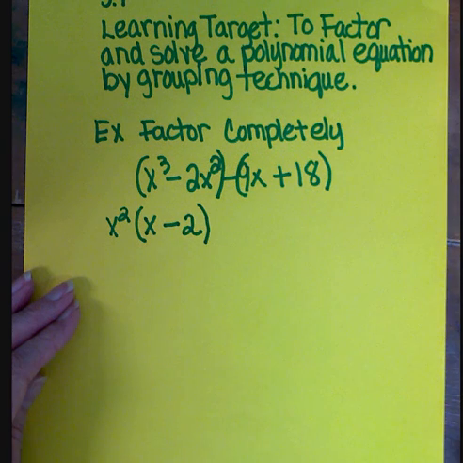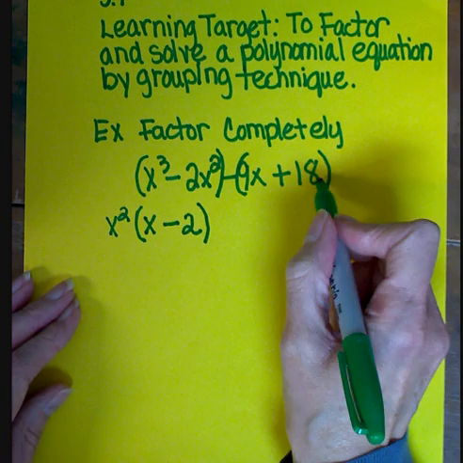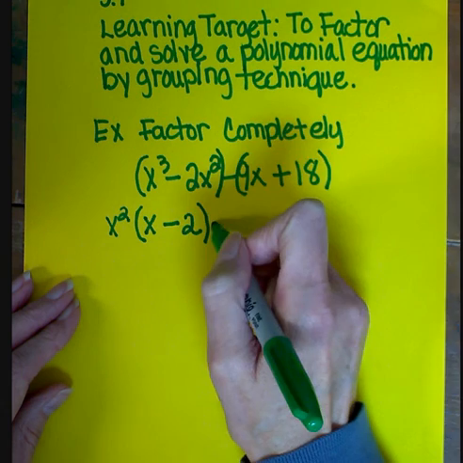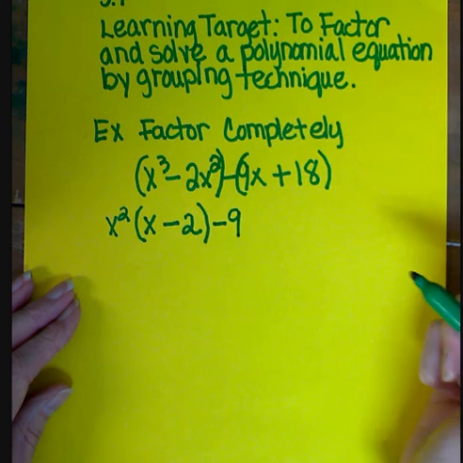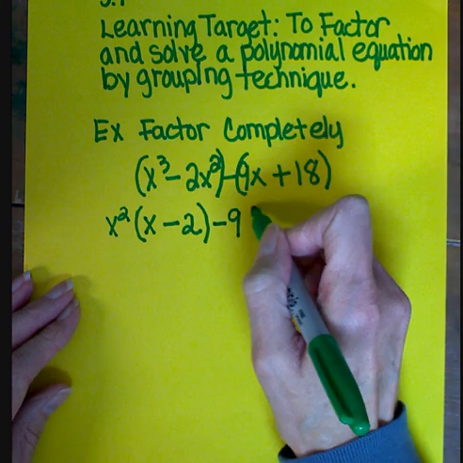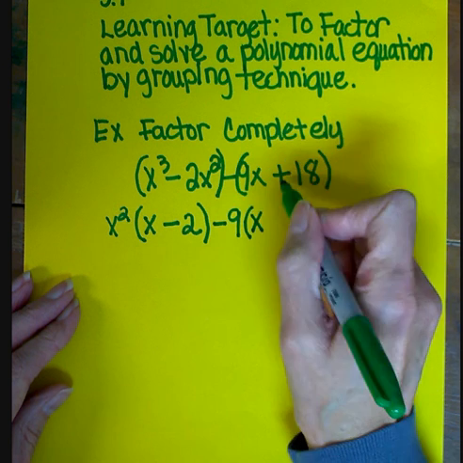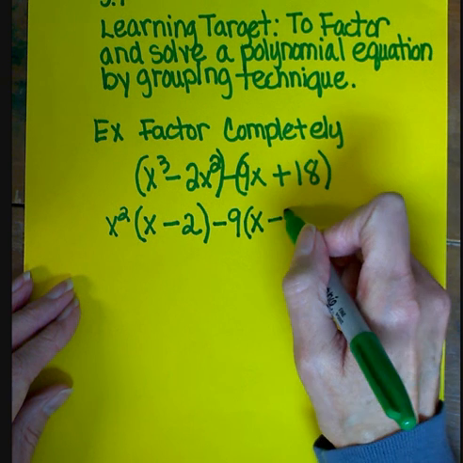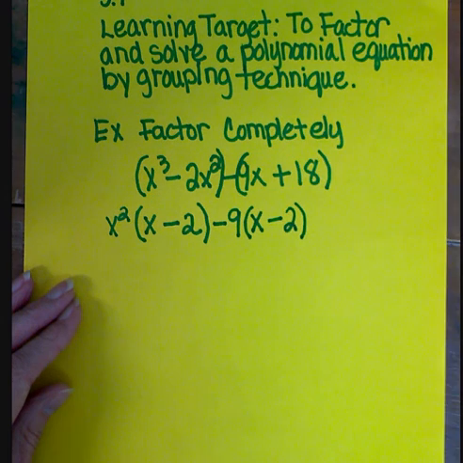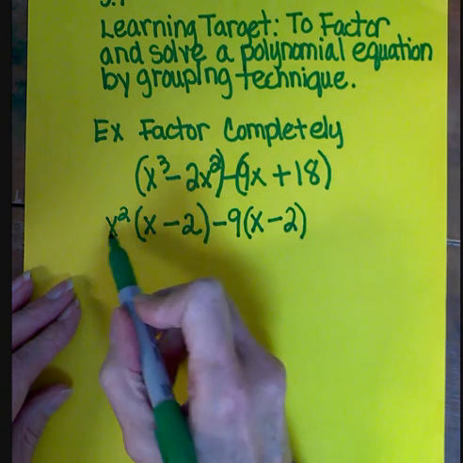Then I look at the second group and I realize both of these terms contain a 9. And I'm actually factoring out a negative 9 here. And what that will do is change this sign to negative here. And then remember, if you want to make sure you've done it right, think about multiplying forward.